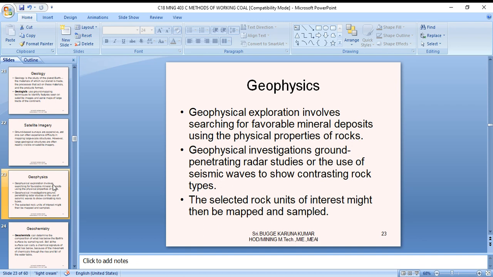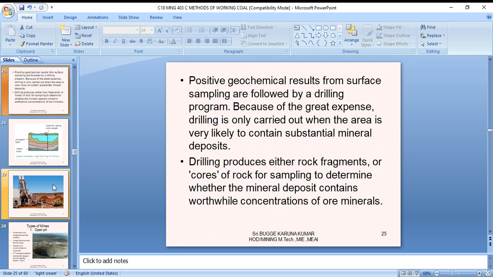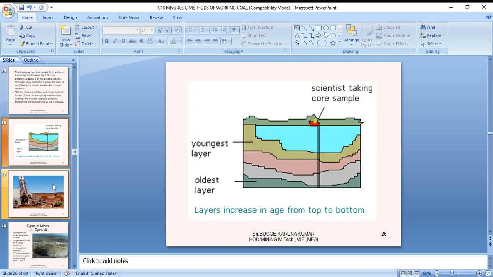The selected rock clues of interest might then be mapped and sampled. Geochemistry is also the same. Positive geochemical results from the surface samples are followed by the drilling program. Because of the great expense, drilling is only carried out when the area is very likely to contain a substantial mineral deposit. Drilling produces either rock fragments or cores of rock as samples to determine whether the mineral deposits contain a worthwhile concentration of minerals.